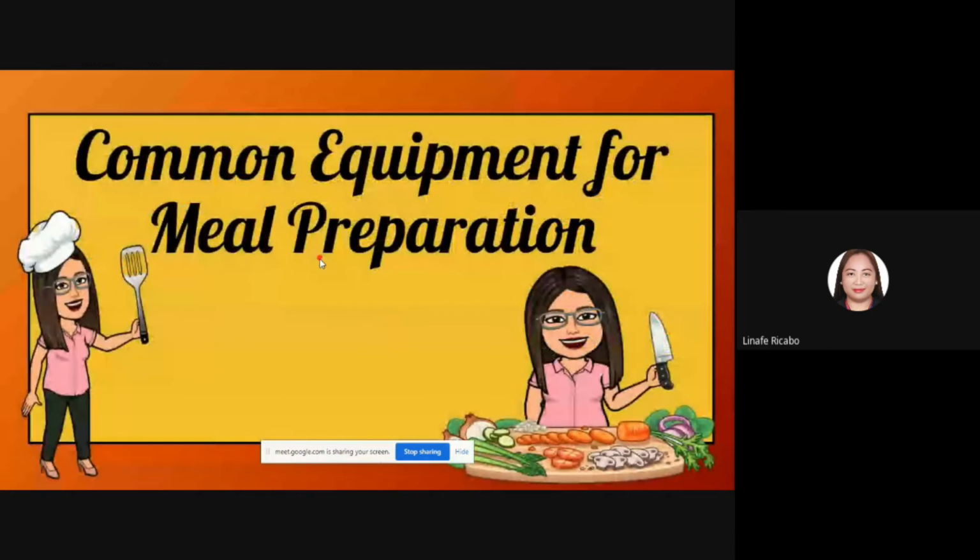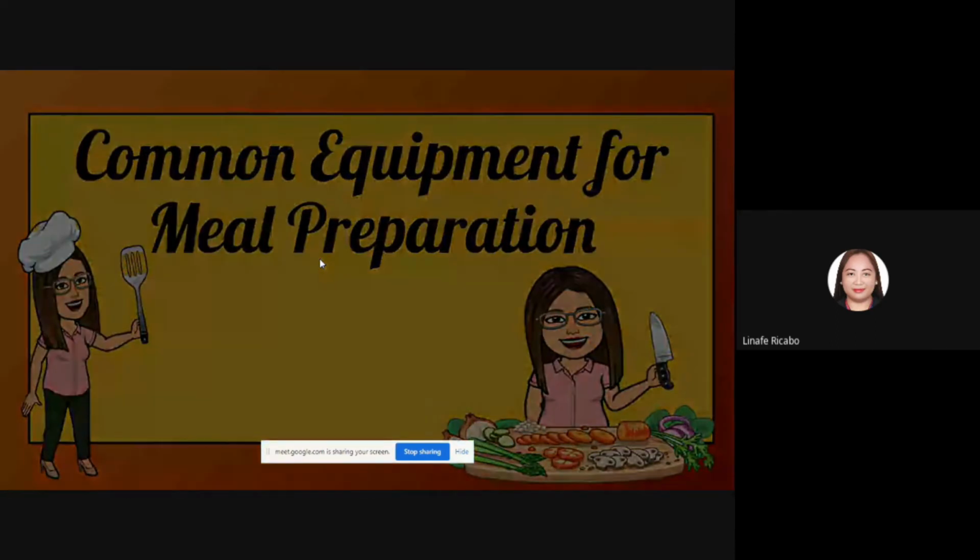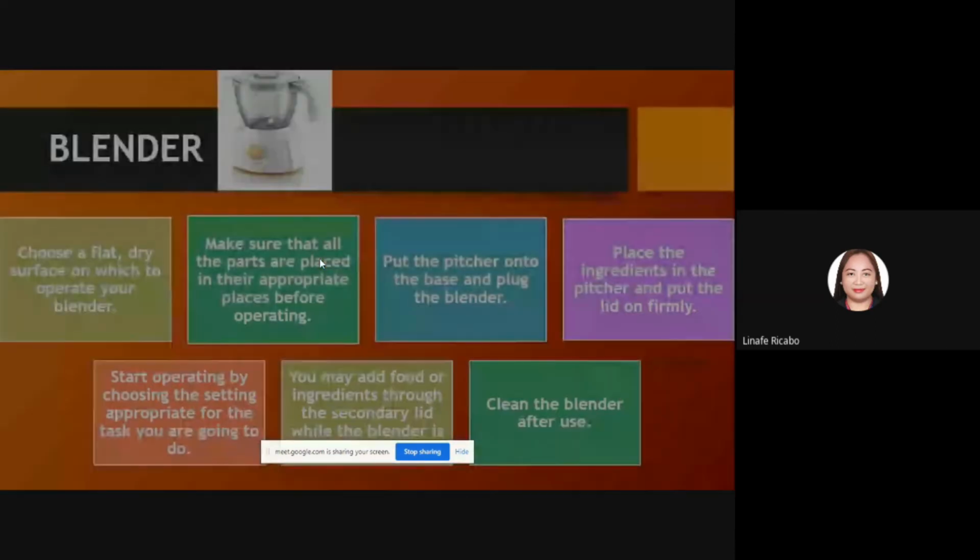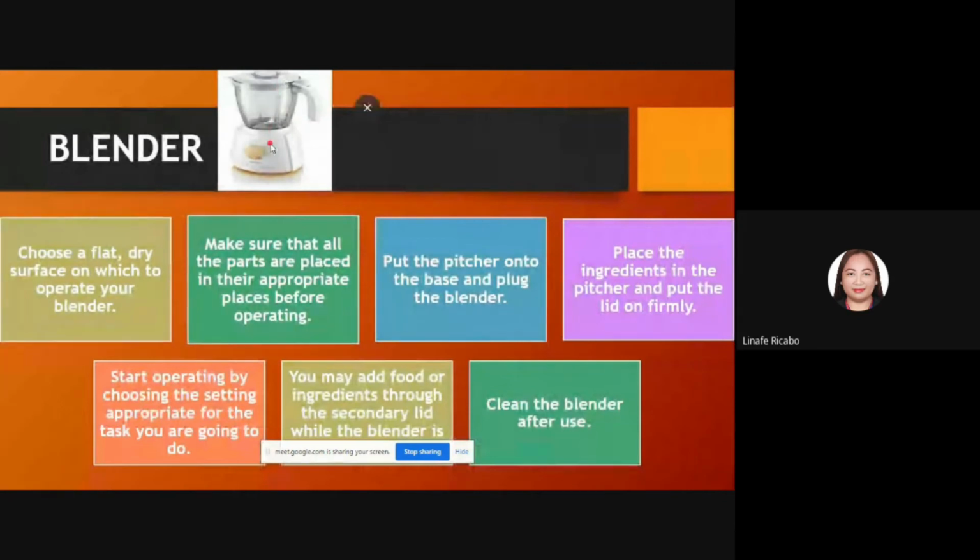Okay? So let us start with the common equipment for meal preparation. Okay? So we have now the blender. Okay? So of course, what is the function of having blender? Okay, we already know that blender is used for mixing, puree, and emulsify food ingredients. So in making shakes and smoothies, we're gonna use this blender. Now, the first step in using the blender is for you to choose a flat and dry surface on which you to operate your blender.